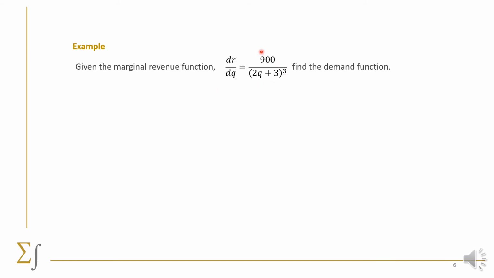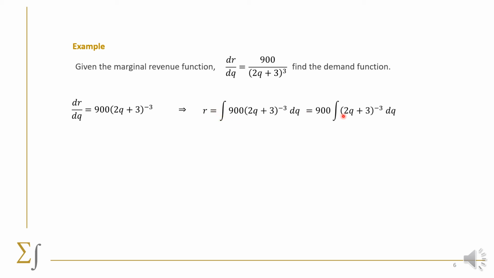Okay, so to start integration, we will rewrite this in another format where we take the denominator up with a minus sign for the exponent, as we see here. Yes, 900 multiplied by (2Q plus 3) all power minus 3. Now we integrate both sides with respect to Q. The integral of the left-hand side is R. And here we have the integral of the right-hand side. We can take this 900 outside the integral sign, so it will be rewritten as follows.